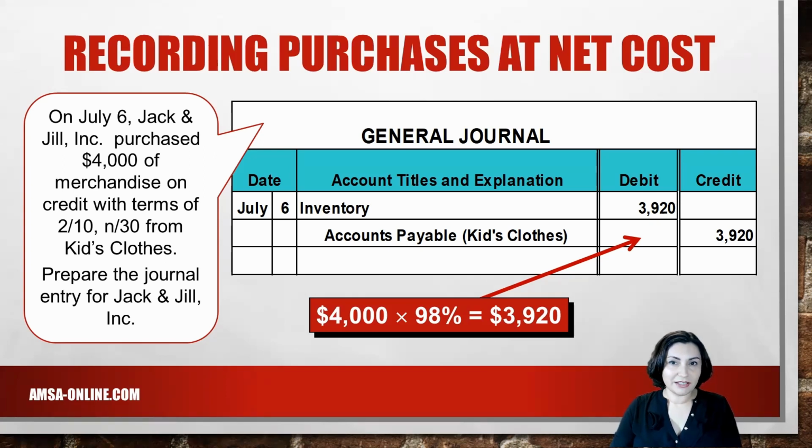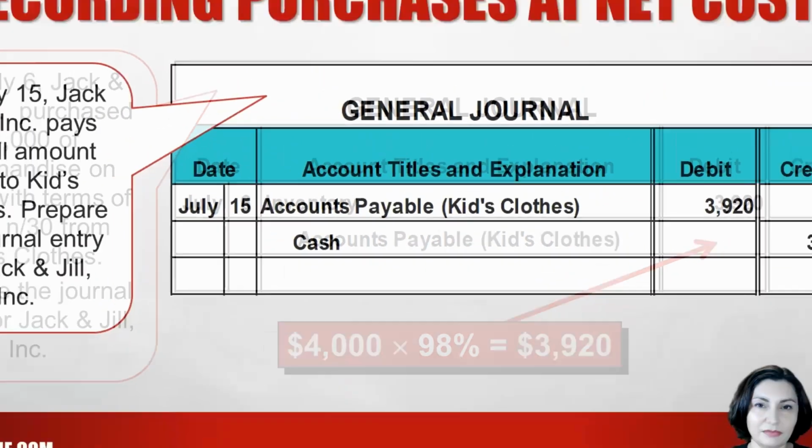On July 6, Jack and Jill purchased $4,000 of merchandise on account from Kids' Clothes. Payment terms are 2/10 net 30. Jack and Jill debits inventory and credits accounts payable for $3,920, which is net of the 2% cash discount.